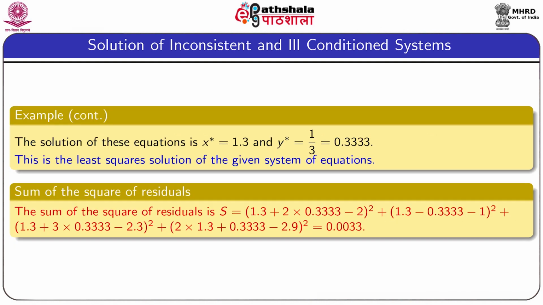The solution of these equations is x star equal to 1.3 and y star equal to 1/3, which is taken as 0.3333, correct up to 4 decimal places. So this is the least square solution of the given system of equations.